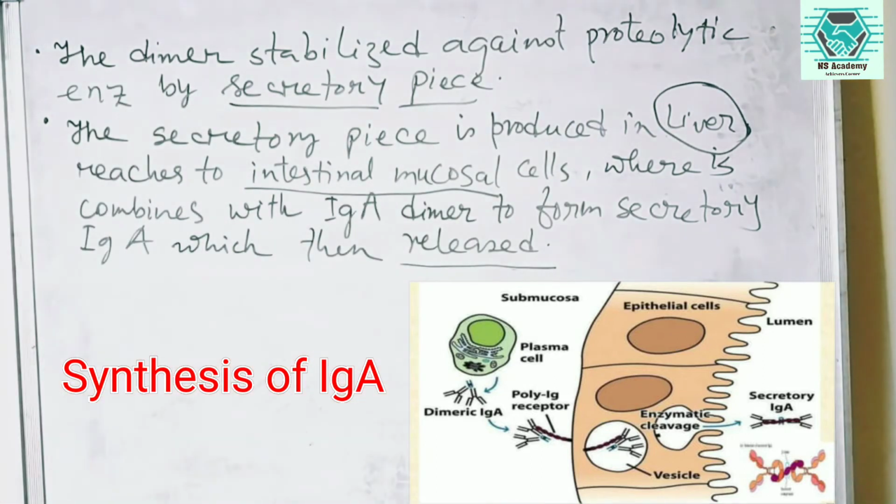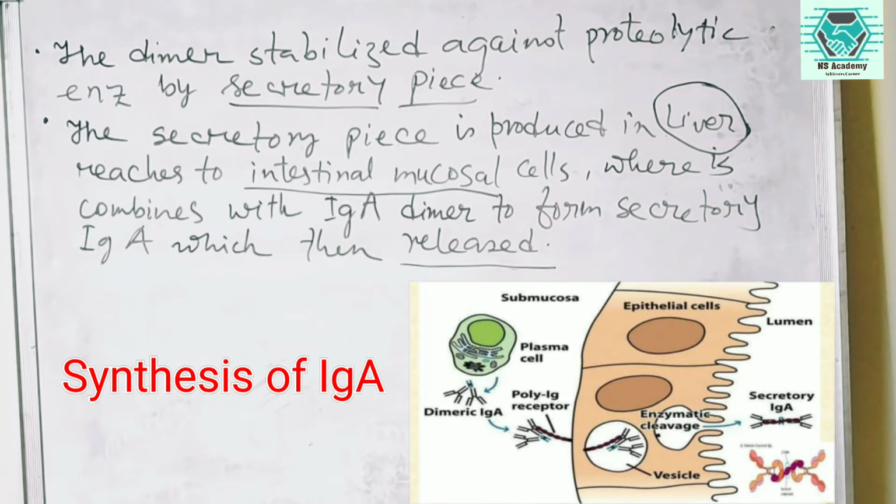So in the diagram below, you can see the formation of IgA, how it is synthesized and released from the intestinal mucosal cells. So basically, the dimer is stabilized against the proteolytic enzyme by the secretory piece, because we know that all the immunoglobulins are protein in nature, and they are easily digested by the proteolytic enzymes of our intestine. But due to the presence of the secretory piece, they are really protected. So this is how they are formed.